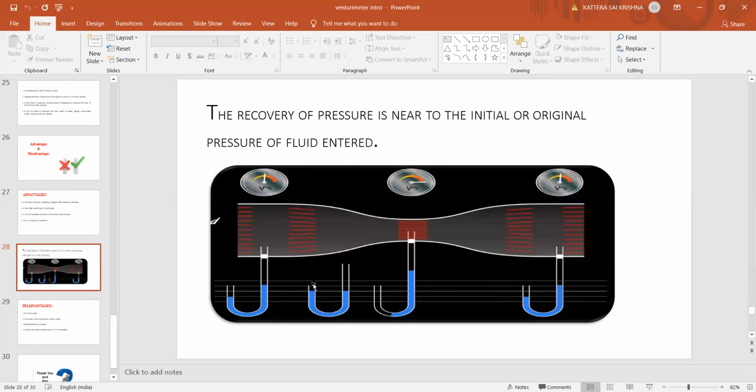Okay, so if you see this venturimeter, this is the initial U-tube manometer where the pressure difference is very low, constant. And later, as the fluid moves here, what happens? The pressure difference will increase. The difference, if you check here, this H value, will be more in case of this throat. Again, after moving through the diverging part, if you connect the U-tube differential manometer, this pressure is almost equal to your initial pressure. The recovery of pressure is near to the initial or original pressure of the fluid that entered. It will be almost equal to the inlet values.